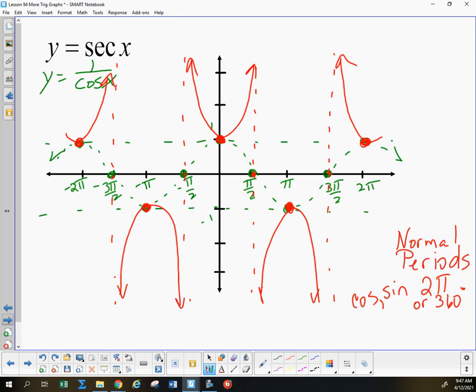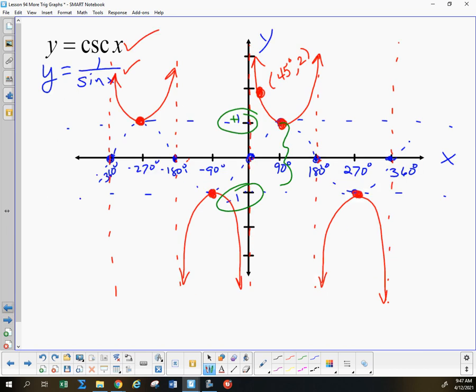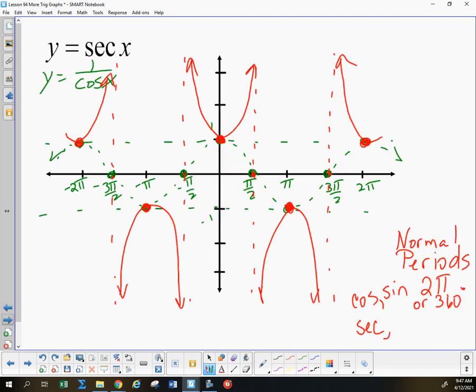So, same thing for secant. It was still 2 pi or 360 degrees. And was that also true for cosecant? Right side up and upside down, I had to go from 0 to 360, so it was also true there. So sine, cosine, secant, cosecant all still have a normal period of 360 degrees or 2 pi. We still have that space in between. The x-axis is still the center line, and the two that I just did still have an amplitude of 1.